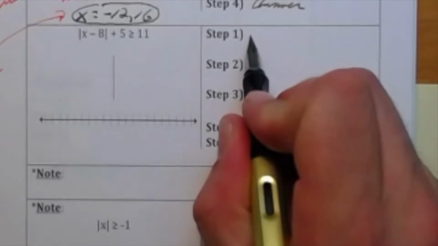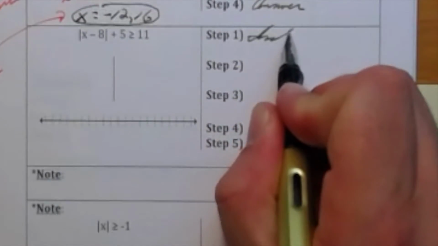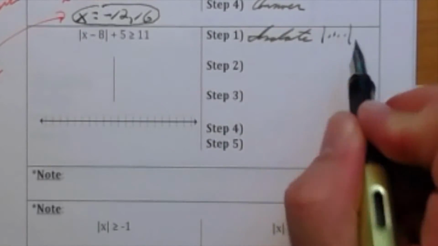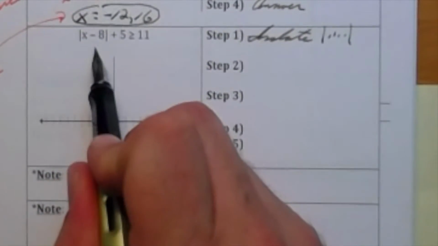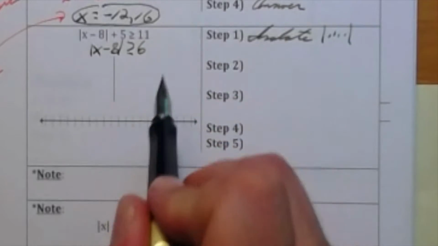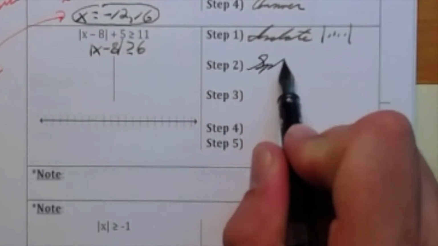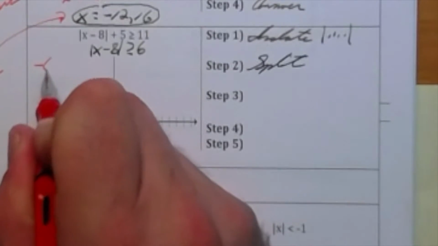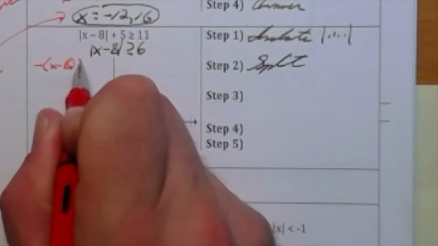In the second example, I'm going to start in the same way. I'm going to isolate the absolute value. So having the absolute value of x minus 8 plus 5 is greater than or equal to 11, I'm going to subtract 5 from both sides to get the absolute value of x minus 8 is greater than or equal to 6. Now I need to split into my red versus blue, or negative versus positive.